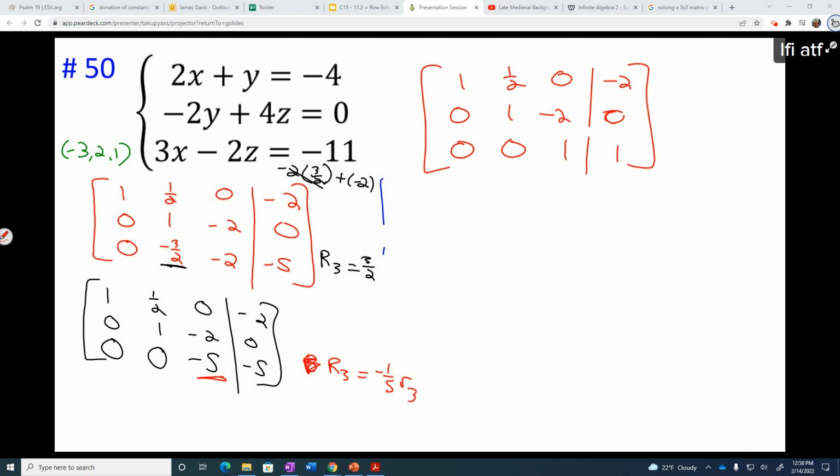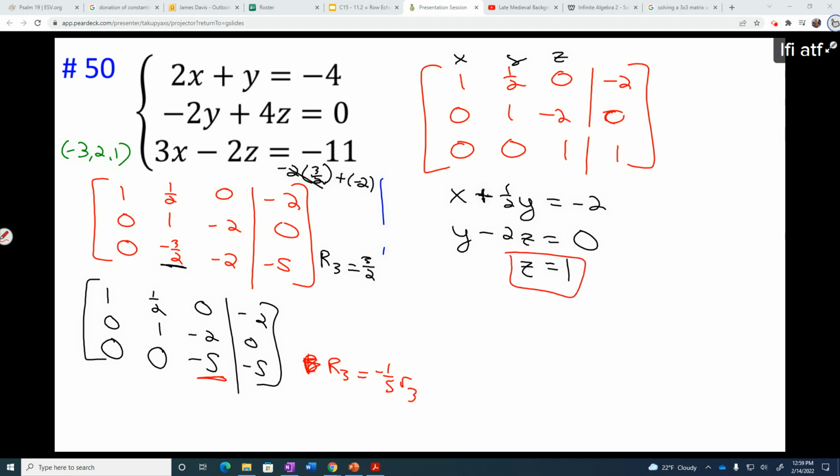And now we've got the right form we're looking for. This is called a row echelon form with the 1s at the diagonal, the 0s here. When we get to here, we're going to rewrite out the equation. This is my x, this is my y, this is the z column. So it's just 1x plus a half y. No z, so I'm not going to write it. Equals negative 2. Here there's no x's, just y minus 2z equals 0. And the last one, no x's or y's, is just 1z, z equals 1.